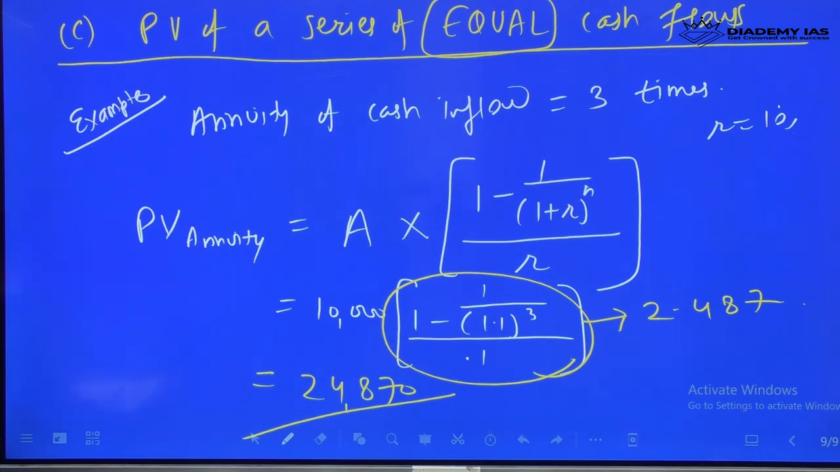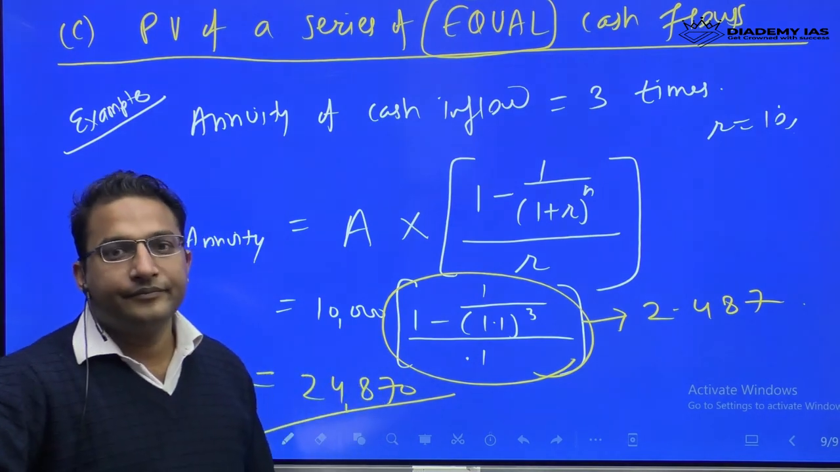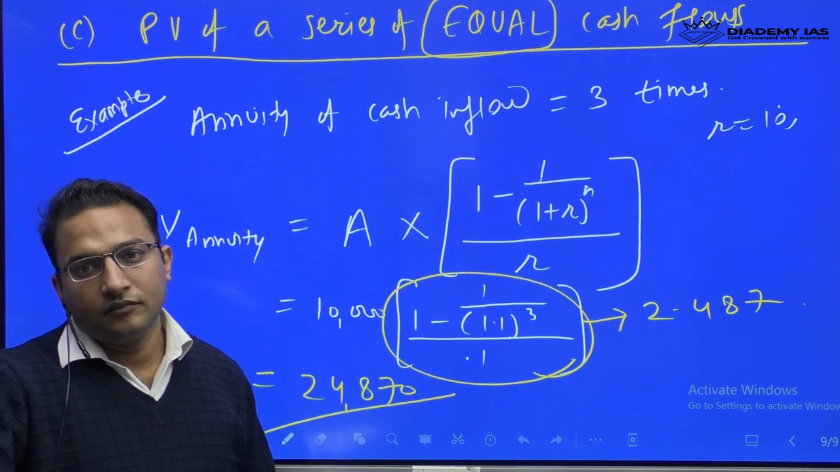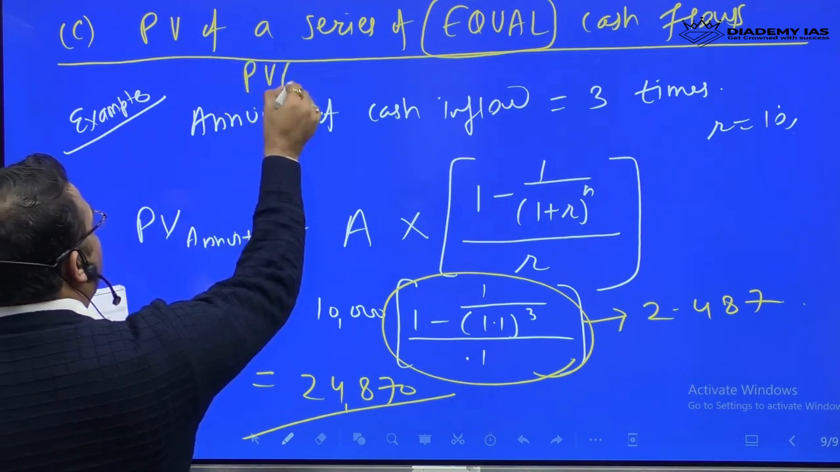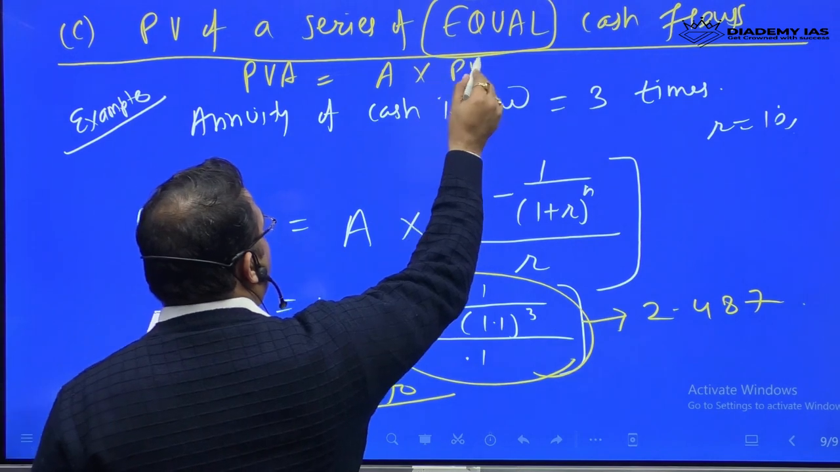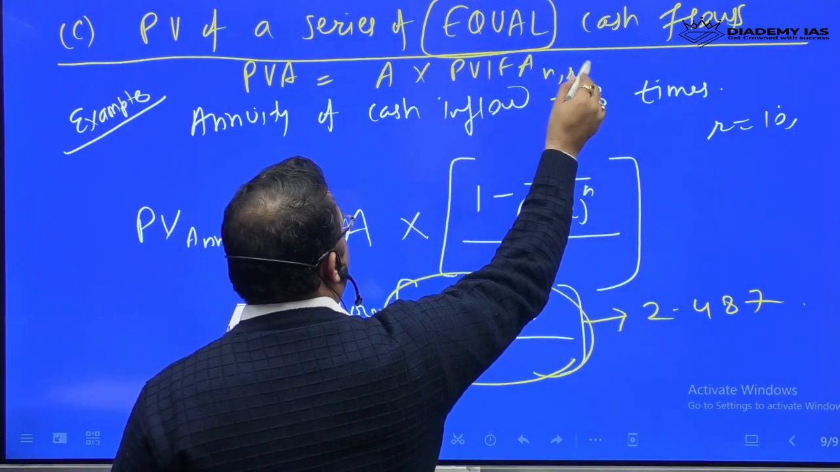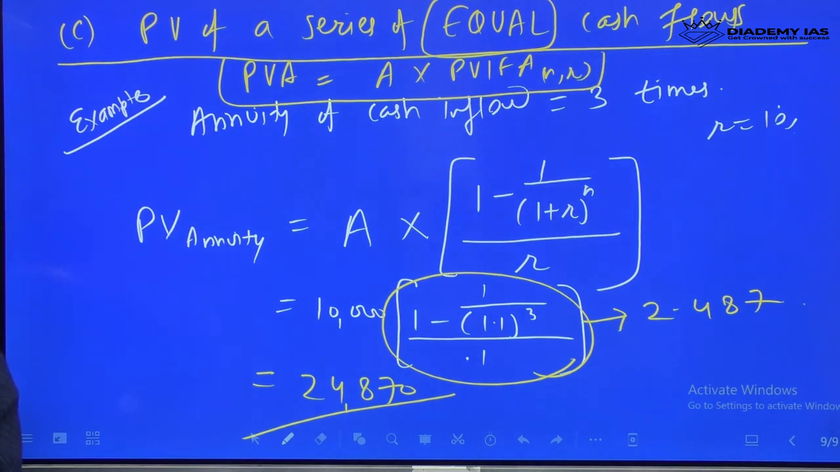Derivation of the formula has been given on page number 2.14. So if you are interested in how it is derived, you can read it yourself. For you, what you have to remember is very simple: this simple formula, PVA is equal to A multiplied by present value interest factor of annuity for n, r. This formula you have to remember. And summary of these formulas is given already on page number 2.22 and 2.23. All the formulas are summarized at the end.